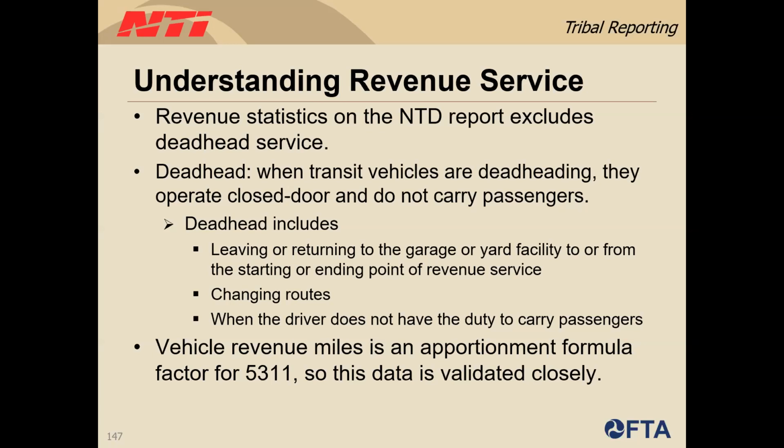Excluding deadhead from NTD data ensures that key performance indicators such as revenue speed or cost per mile and cost per hour are all accurately reflected for your agency's service. Additionally, vehicle revenue miles is an apportionment formula factor for 5311 funds, so this data is validated closely.